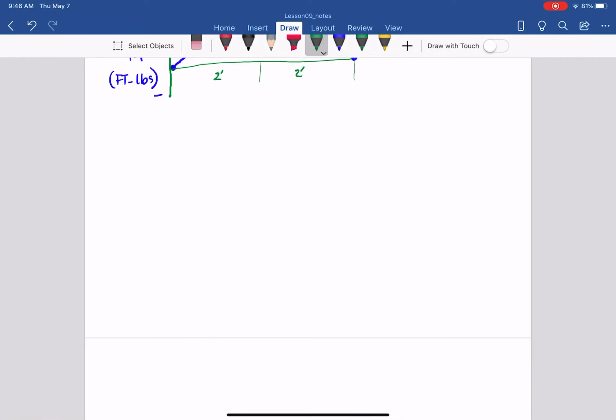Example number 2 for the shear and moment diagram. So also a simple supported beam here, and we also have a pin on the left and the roller on the right.